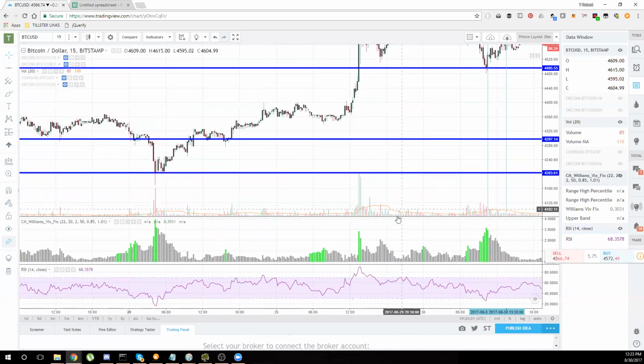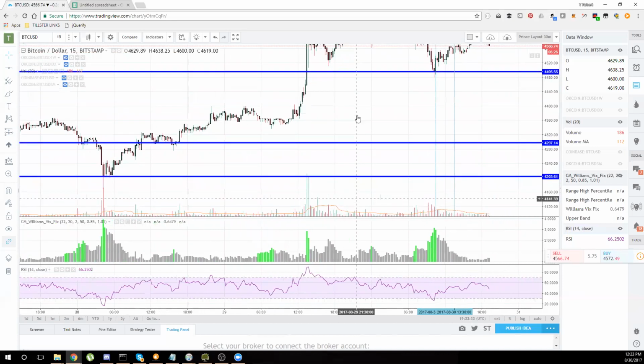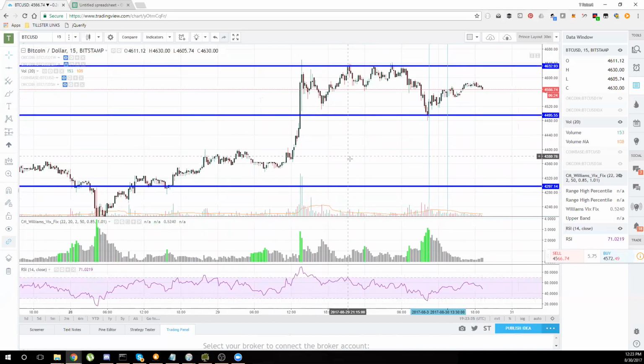So the RSI will tell you even more. And what we're going to do is keep on bringing in more and more and more and more.